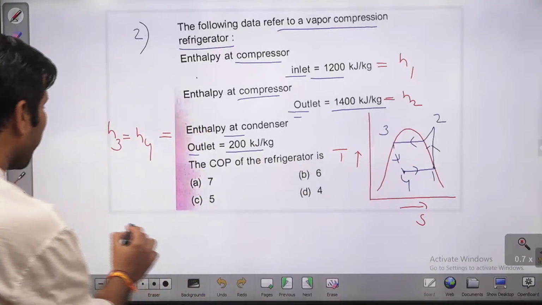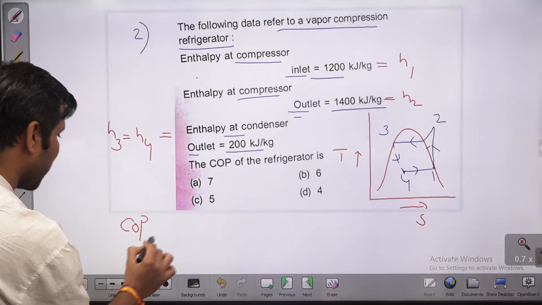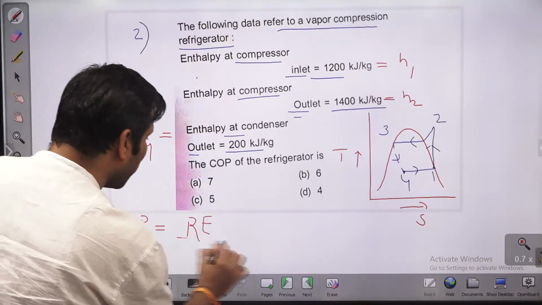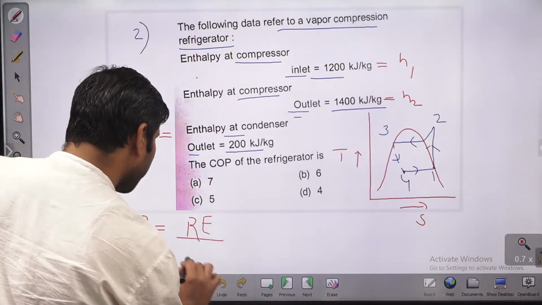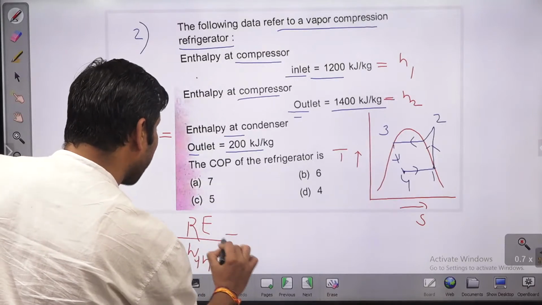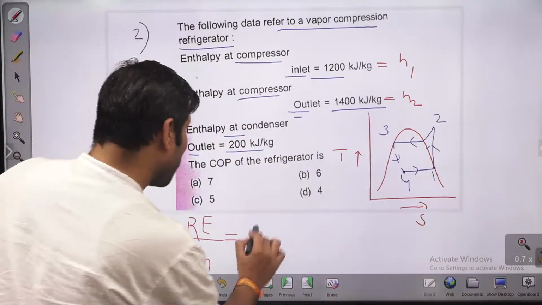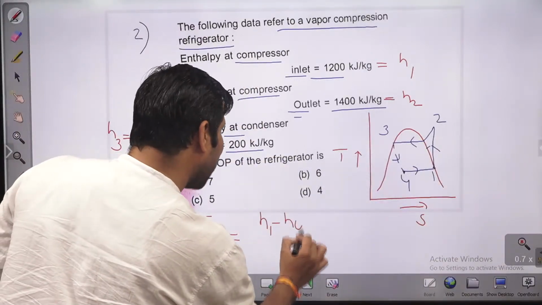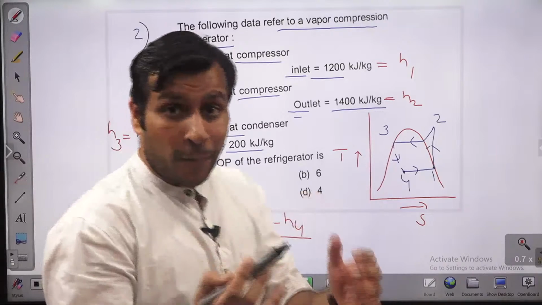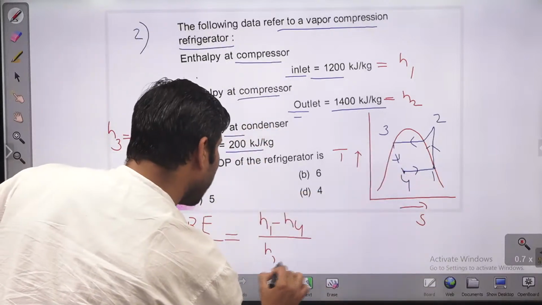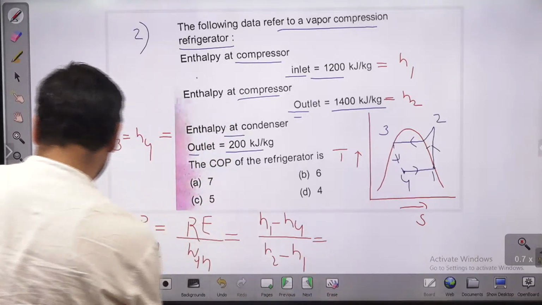Okay, so now if you want to find out COP of a refrigerator system, COP of refrigerator is nothing but refrigeration effect produced divided by W in. Okay, so what is refrigeration effect produced? How much heat you are picking. So heat picked is equal to what? H1 minus H4. The change in enthalpy in the evaporator, this is the refrigeration effect. Okay, W in is nothing but H2 minus H1. Now if you will put all values, you will get the answer.